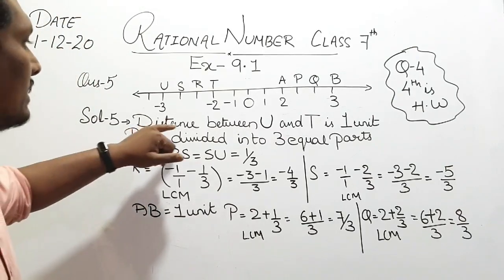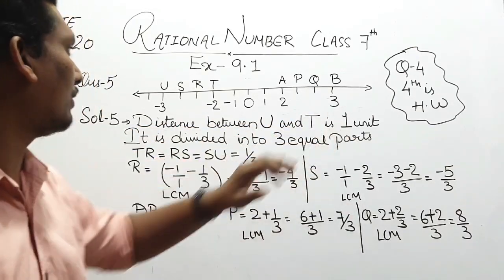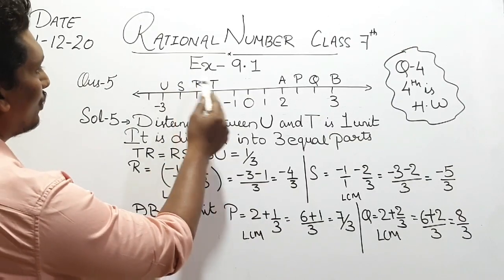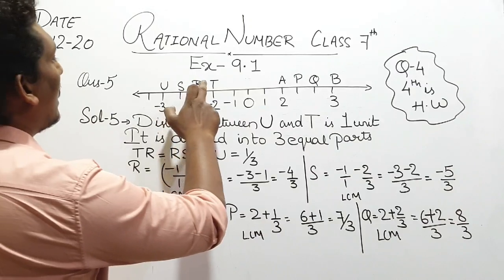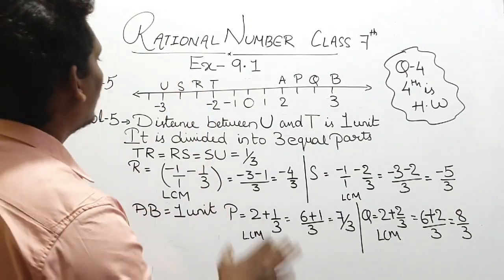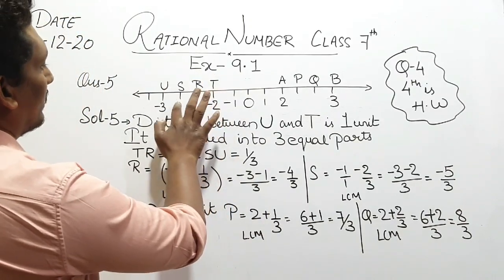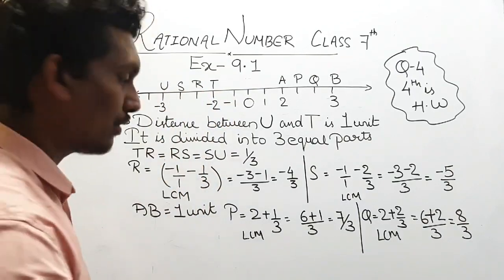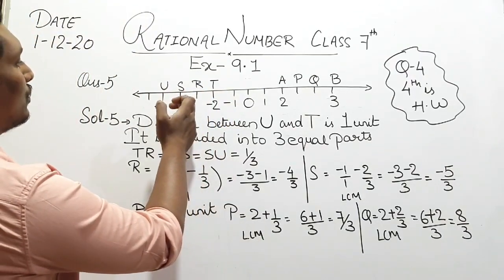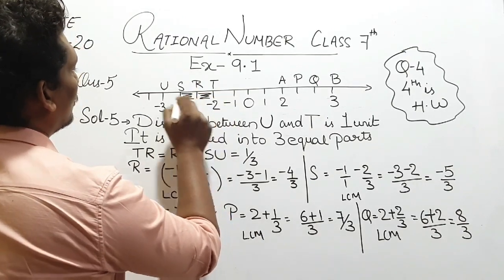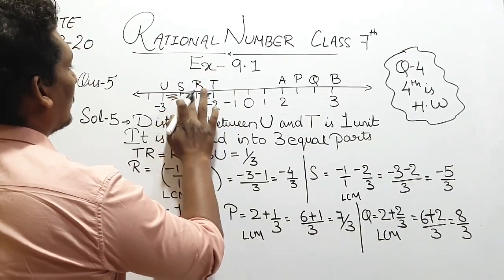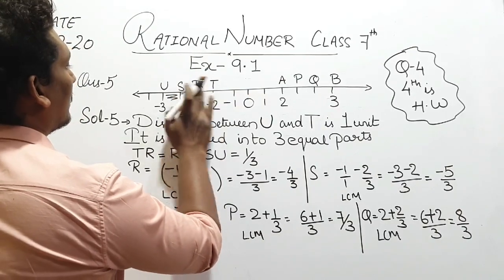So here the distance between U and T is 1 unit. From U to T, the total is 1 unit, in which R and S are there. So R and S are the two points, 1 and 2. Total 1, 2, 3 means this whole section is 1, this whole section is 2, this whole section is 3. In this way the unit is divided into 3 parts.